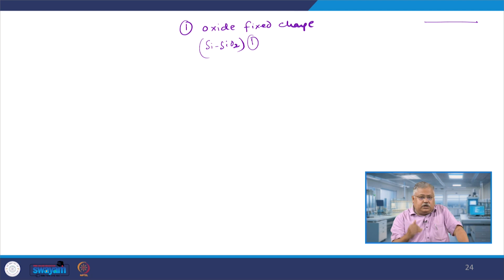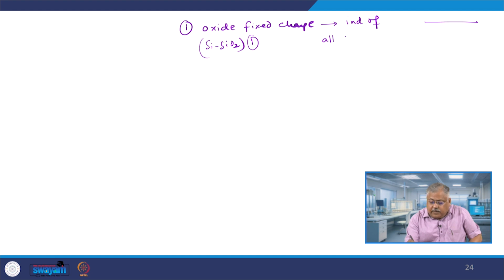So, when you fabricate oxide, there are chances that impurities go inside the oxide layer, because the distilled water used is not of proper quality, and there are certain ionized impurities there. They will sit in the oxide layer, and there will be positive and negative charges available to us, some fixed charges within the oxide layer. Now, interestingly, this fixed oxide charge is independent of all biases.